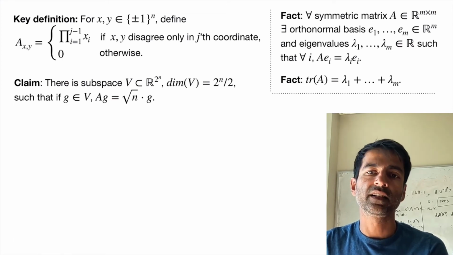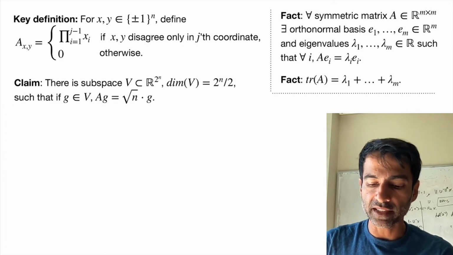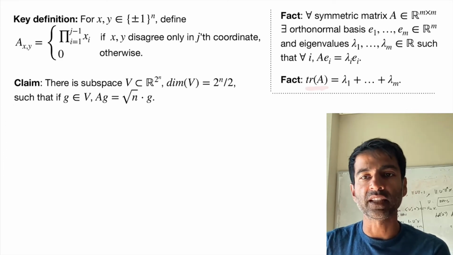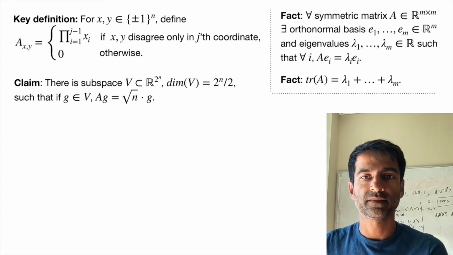e_i is an eigenvector with eigenvalue lambda_i. That's the first fact. And the second fact, which is very basic, that I will not prove, is that the trace of a matrix is equal to the sum of its eigenvalues.